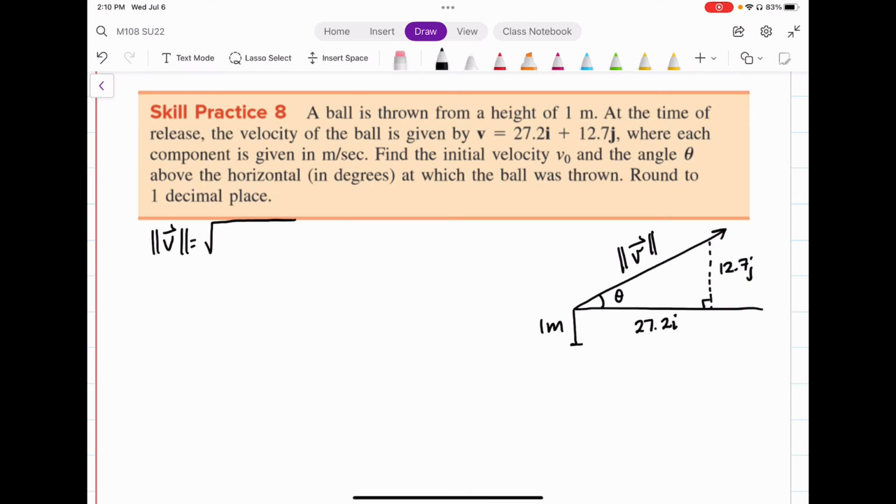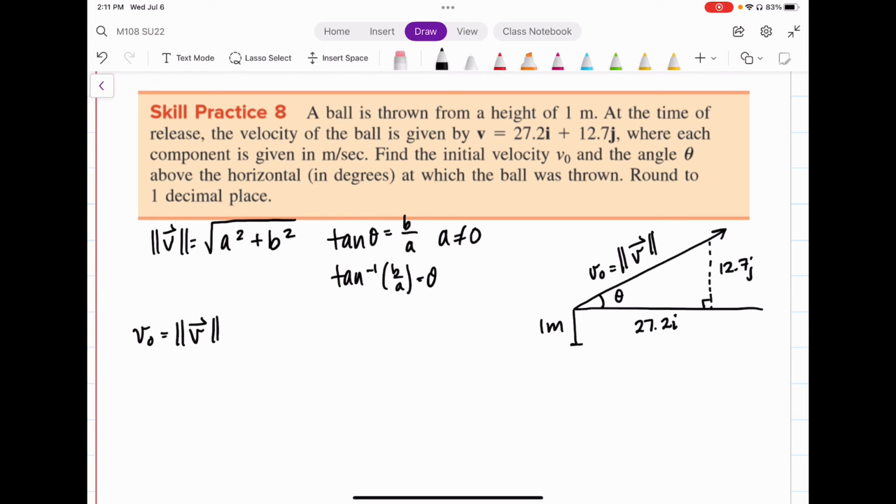We find the magnitude by taking the square root of the a value squared plus the b value squared. We want to find the angle as well, and remember that the tangent of that angle is equal to the b value over the a value when a isn't 0. So we can say that the inverse tangent of b over a equals the theta we're trying to find. The initial velocity is equal to the magnitude, and the angle is found by taking the inverse tangent of b over a. The initial velocity is then equal to the magnitude of the vector, which is the square root of the a term squared plus the b term squared.